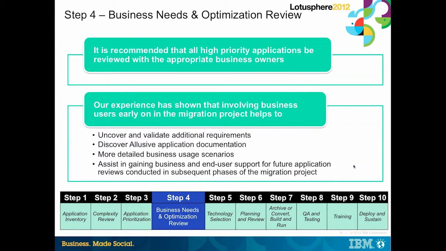Step number 4 is business needs and optimization review. All high priority applications should be reviewed with the appropriate business owners. And the business owner is typically the power user that you've identified in the investigation and analysis stage. These are the people that don't own the application so much as they own the data in the application.